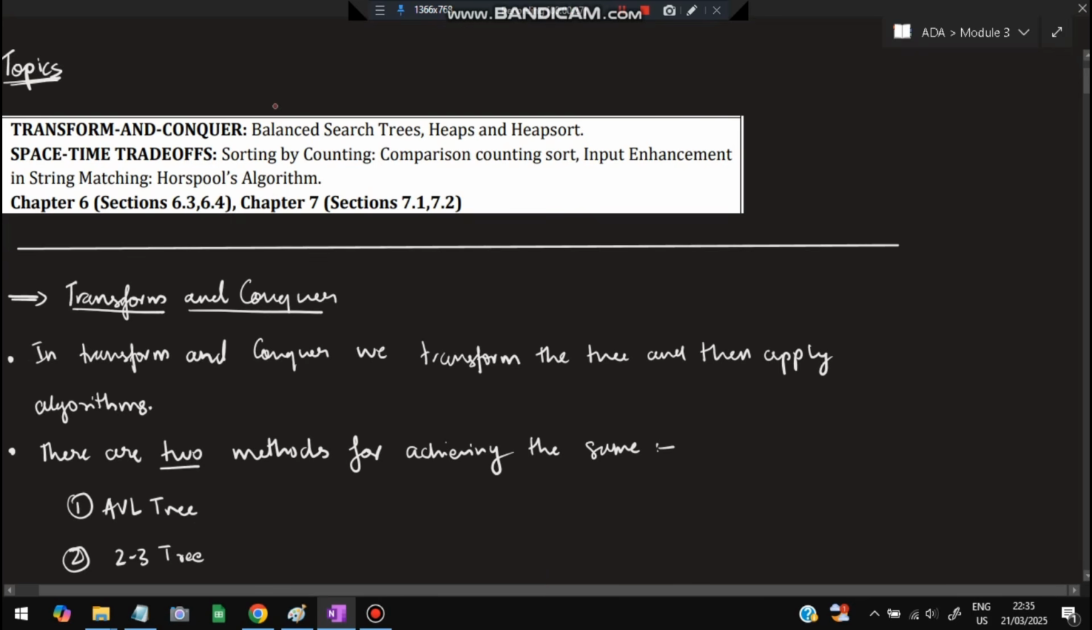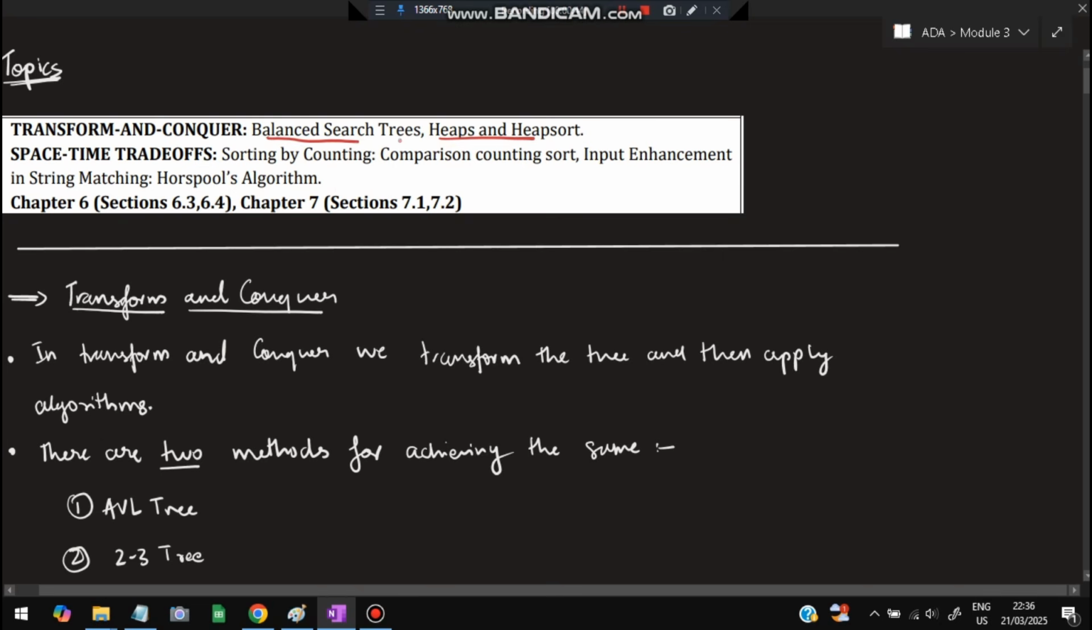The first topic is balanced search trees. We have two things in transform and conquer. In that, we'll first see balanced search trees, which include AVL trees. We'll see what AVL trees are and what the operations on them are. Next we have the heap and heap sort as well. So let's have a look.